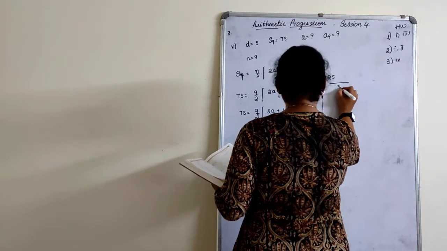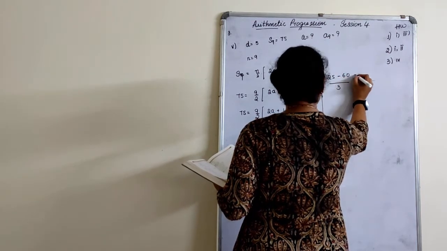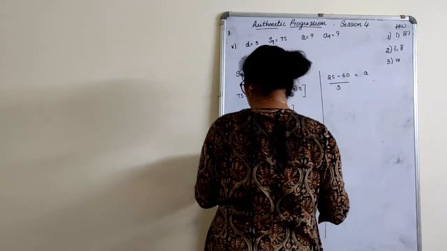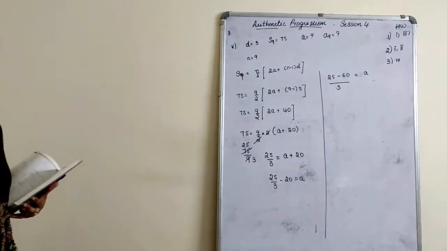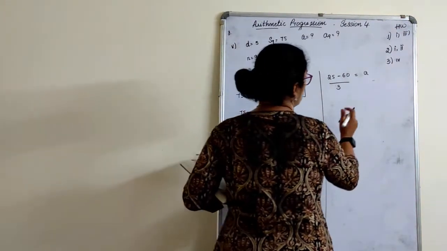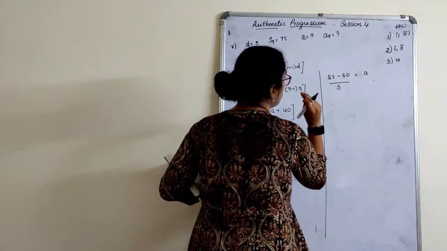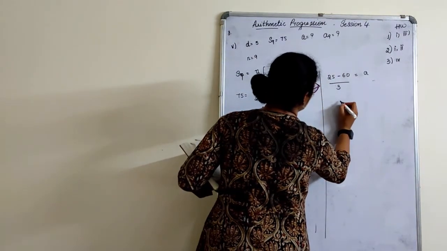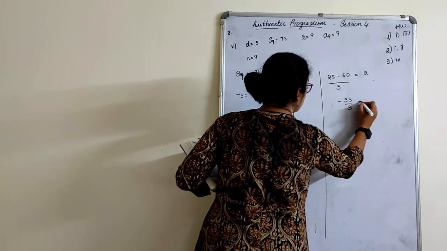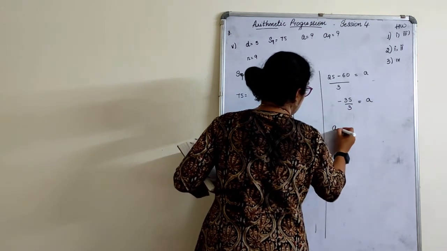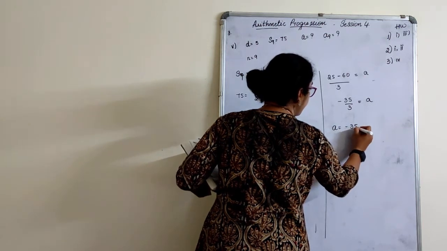3 is the LCM. 25 minus 60 is equal to 3A. So 25 minus 60 will give you minus 35, by 3, is equal to A. A is equal to minus 35 by 3.